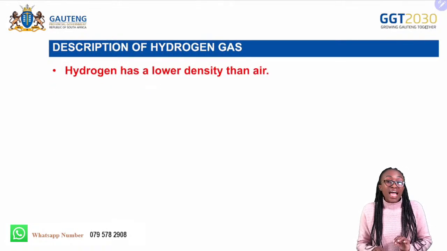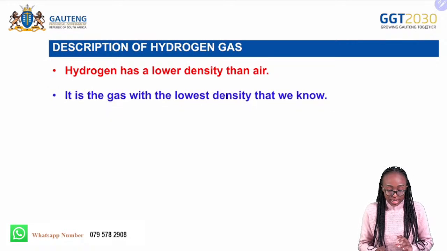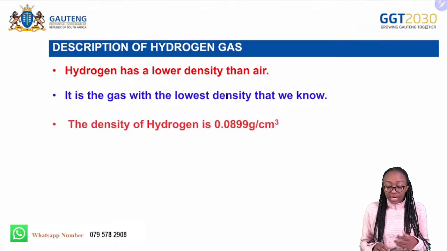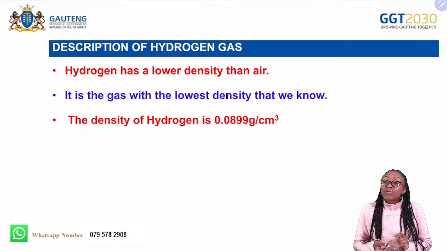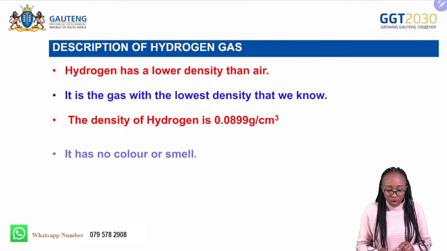So hydrogen has a lower density than air. It is actually the gas that has the lowest density that we know. There could be some more that we haven't discovered. So that is the density of hydrogen, 0.899 grams per cubic centimeter. That is the density for hydrogen.